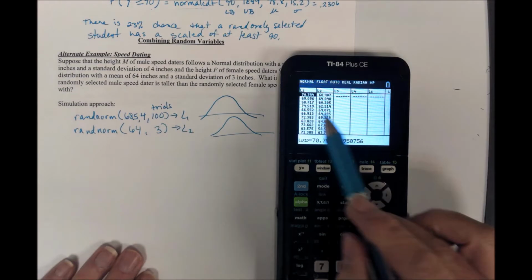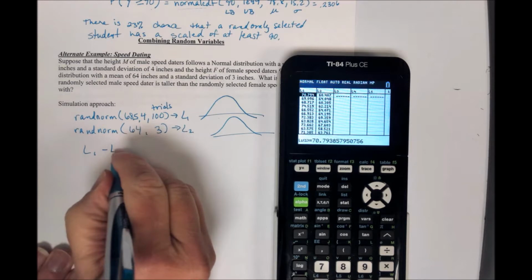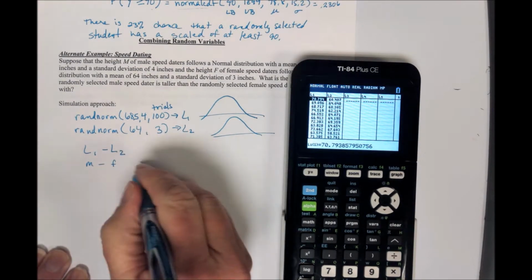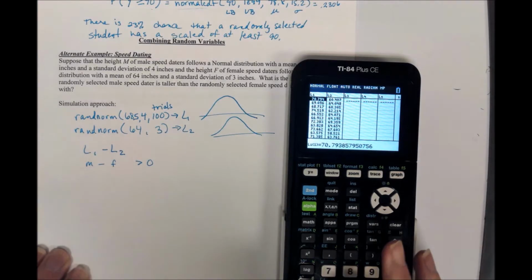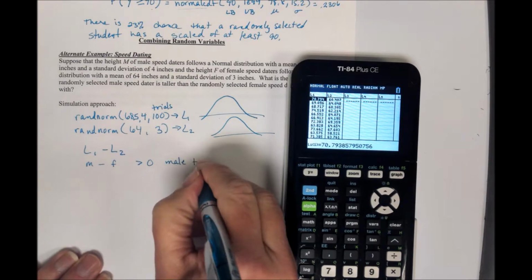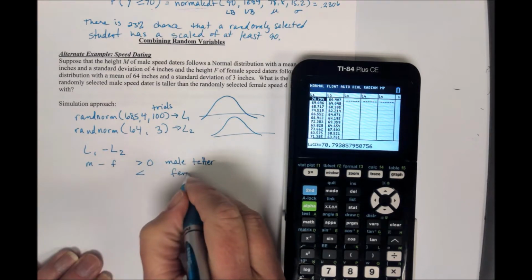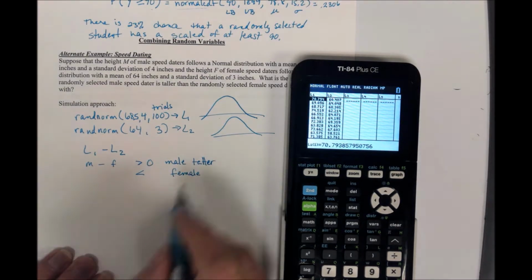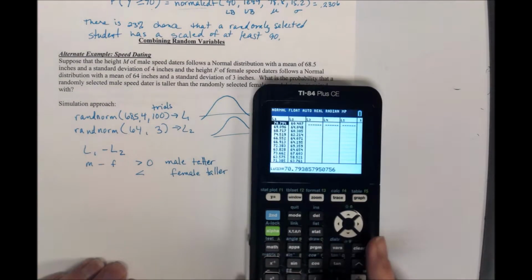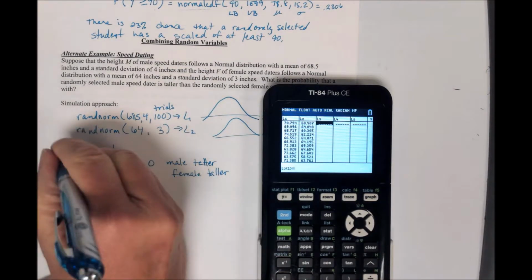So I'm going to subtract them. If I do L1 minus L2, I'm taking the males minus the females. So if it's greater than 0, then the male was taller than the female. And if it's less than 0, then the female was taller. So if I get any negative differences, the female was taller than the male partner that they were paired up with.